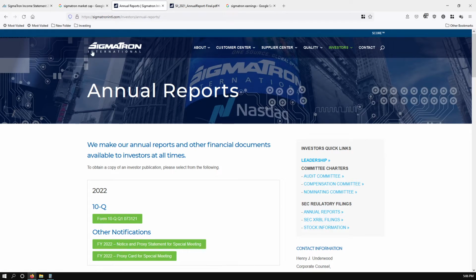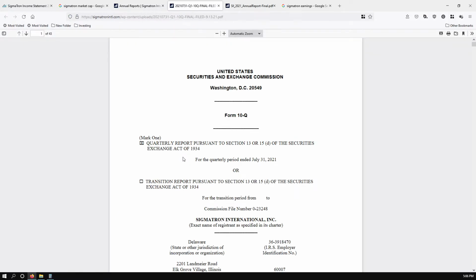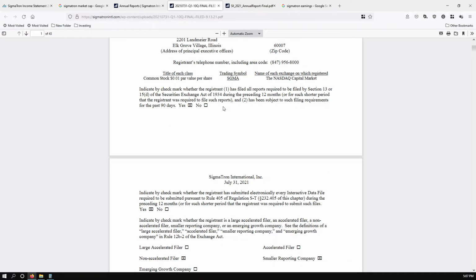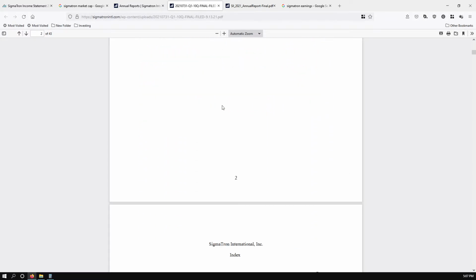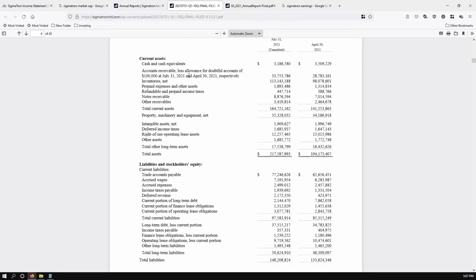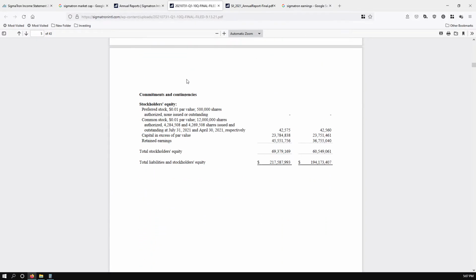And I'm just typing into Google SigmaTron International Investor Relations. It's going to bring me to this page. Click on their 10Q, which is the form they have to file with the SEC every quarter. And I'm just going to scroll down here, past all the disclaimers, past the index, current assets. I'm going to scroll past that. Look at the revenue.